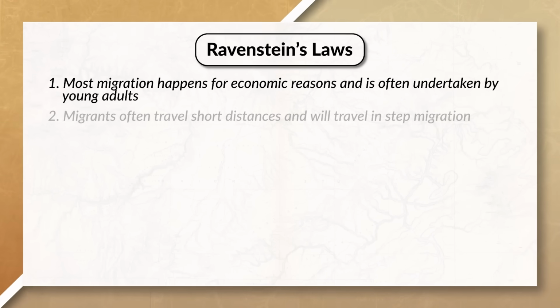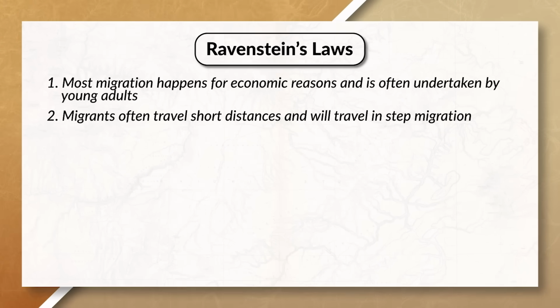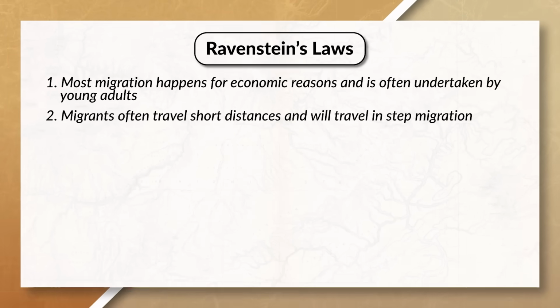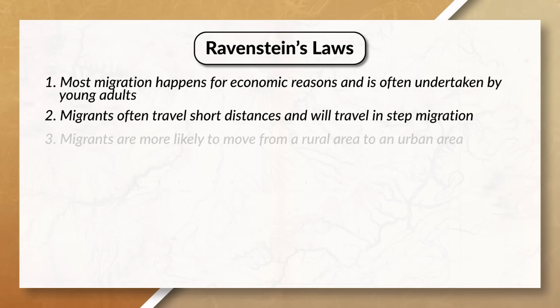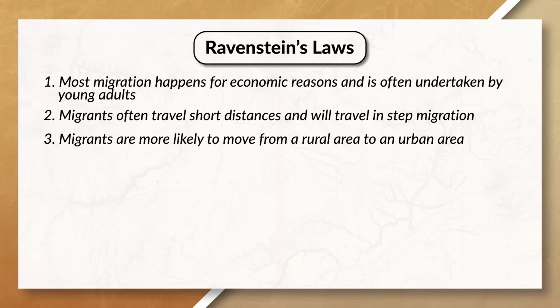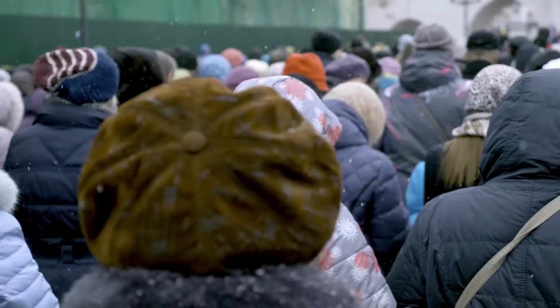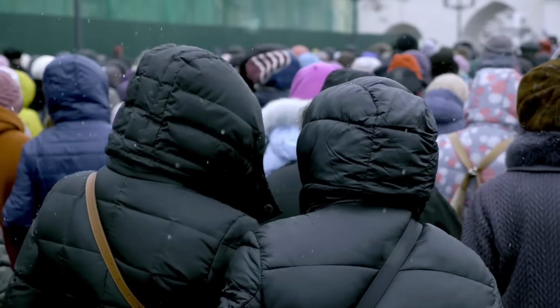Ravenstein also noted that migrants often travel short distances and will travel in step migration, which ties into our next law, which is that migrants are more likely to move from a rural area to an urban area. As migrants travel towards their final destination, they tend to settle in different towns and cities before reaching a larger urban area. The farther the migrant is traveling, the more likely it is that they are migrating to a larger urban area.